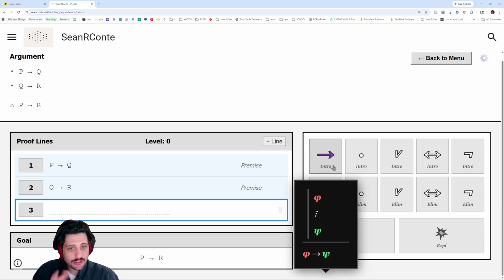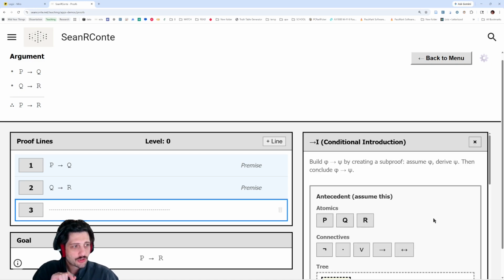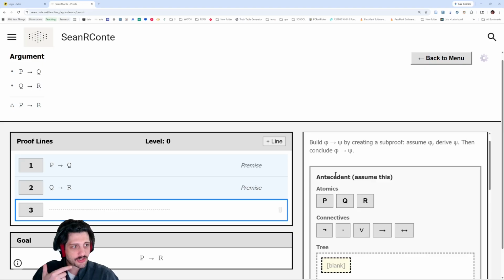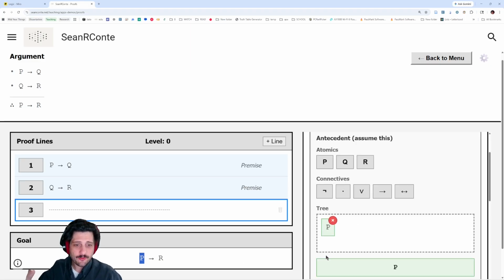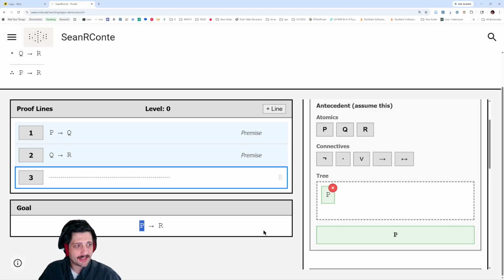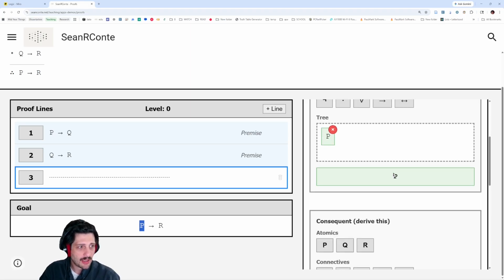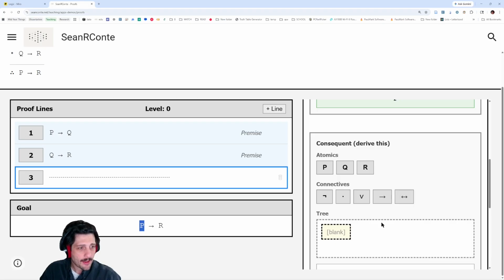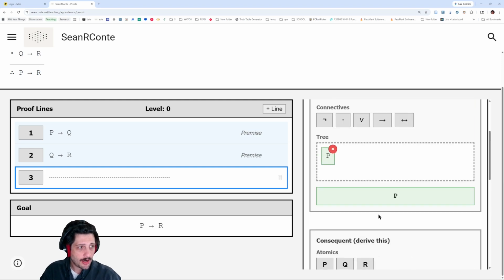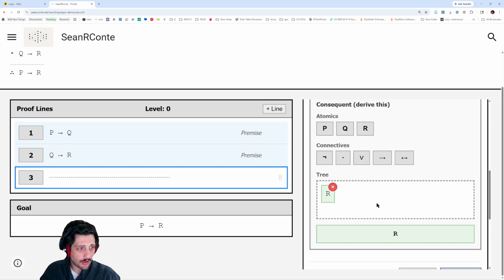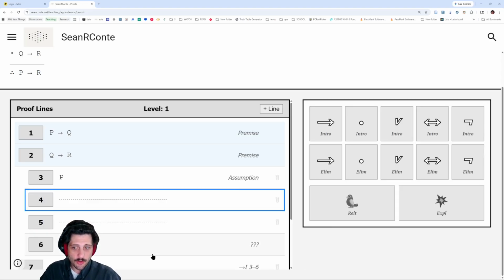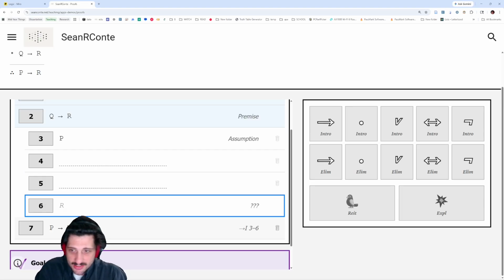I'm going to say, all right, let's introduce a conditional. When I introduce a conditional, what I need to do is first select the thing that I'm assuming, my left-hand side. The thing that I'm assuming is the left-hand side of my conditional. I'm assuming P. I'm trying to show that if P were true, I really would get to R. So I'm going to assume P, and the thing I'm going to try to prove is R alone. I'm trying to show that P will lead to R. And so now that's what I want to do. So, here's the idea.